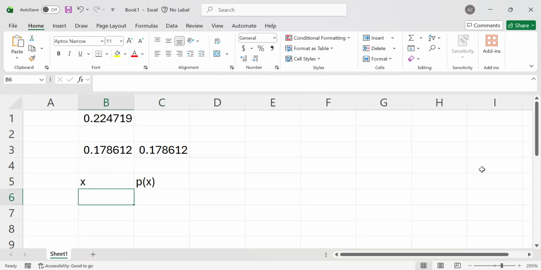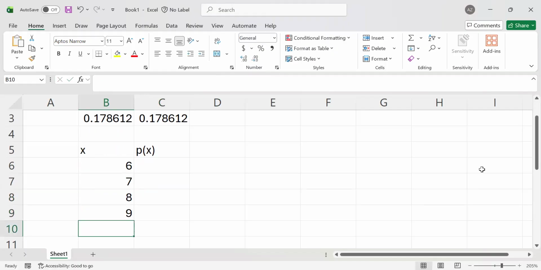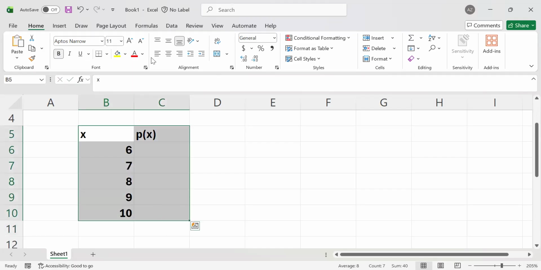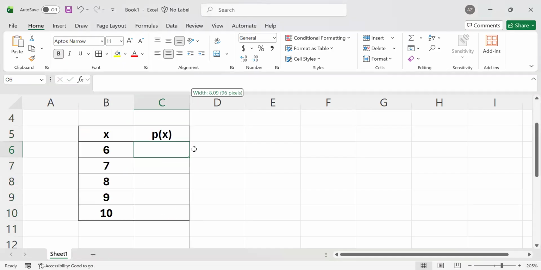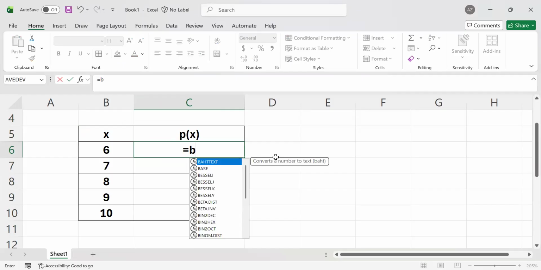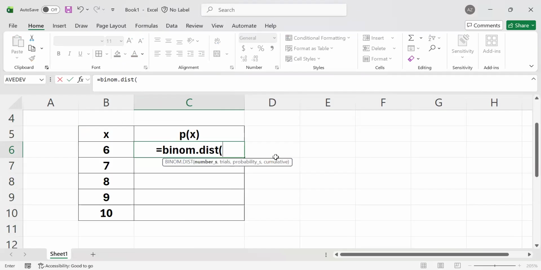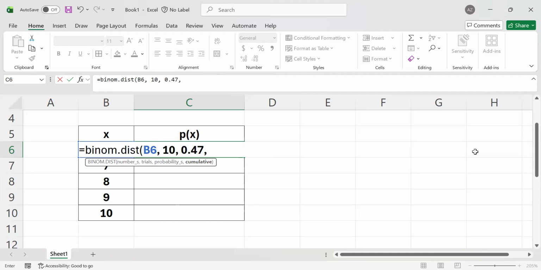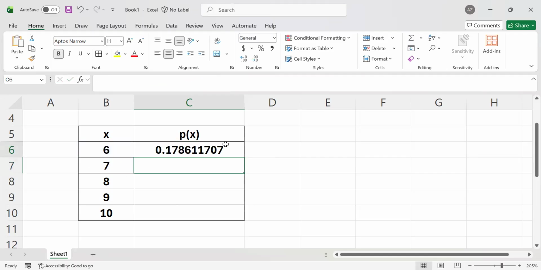X here was going to be 6, 7, 8, 9, 10. I'm just going to format this. And let's do the calculation here. The binomial distribution: for success, we're going to use this number here. For trials, it's the same. Probability of success is always the same. We're not accumulating. The last argument is always false, so we get a result.